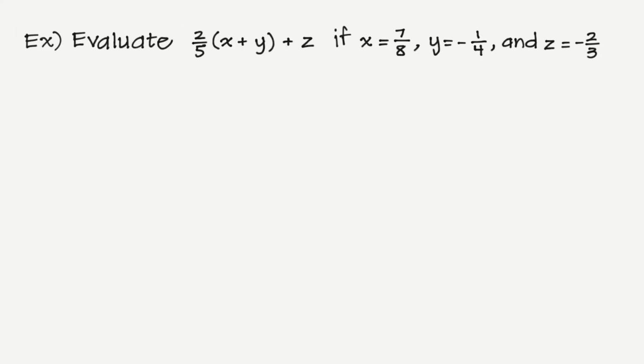We're going to evaluate 2/5 times the quantity x plus y, plus z on the outside, if x is equal to 7/8, y is equal to -1/4, and z is equal to -2/3. Let's go ahead and plug them in. So I have 2/5 times 7/8 plus -1/4, plus, on the outside, -2/3.